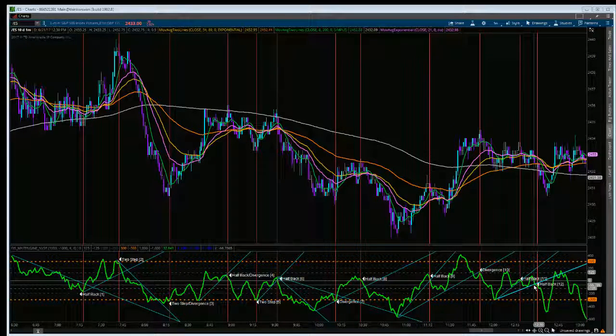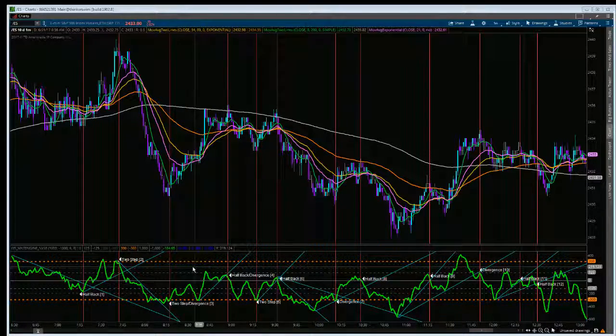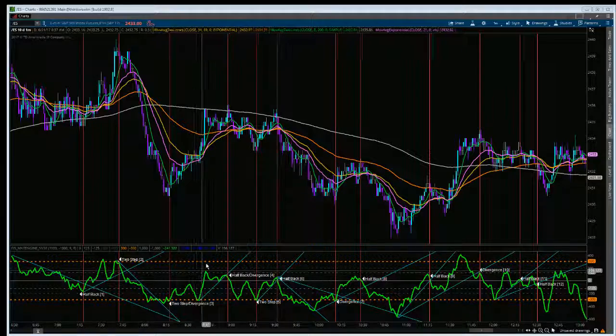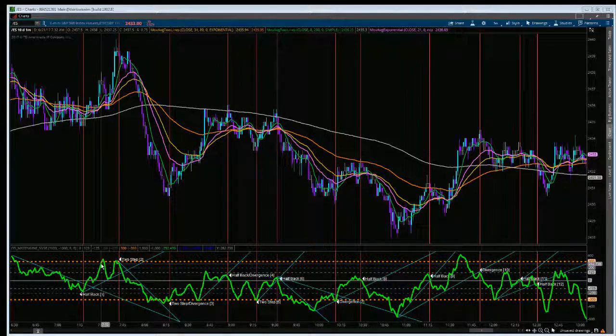Okay, so that's a halfback pattern. I want to talk about the two-step. And in the two-step pattern here, I've got a few of these. One was early, about an hour after the open of the market.